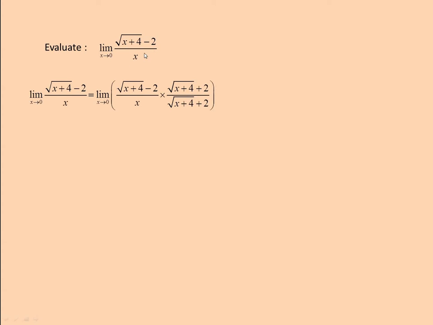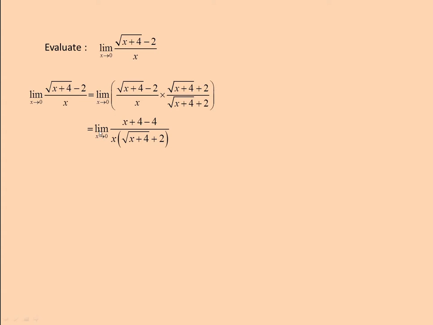What do you do? Multiply numerator and denominator by root of x plus 4 plus 2. Root of x plus 4 plus 2 divided by root of x plus 4 plus 2. This is the given function. What is the advantage of this? See, this is a minus b, this is a plus b form. So a minus b into a plus b, a square minus b square will come in the numerator.